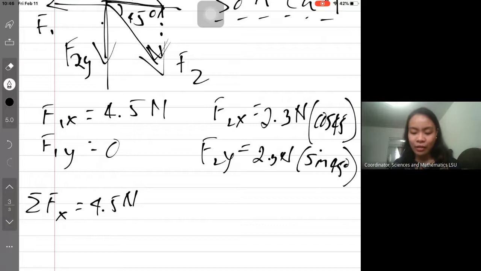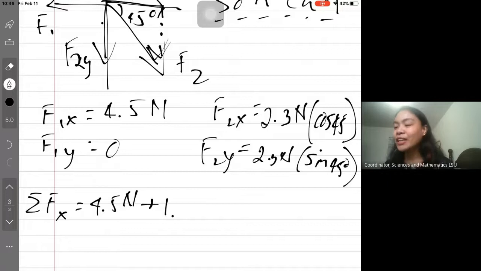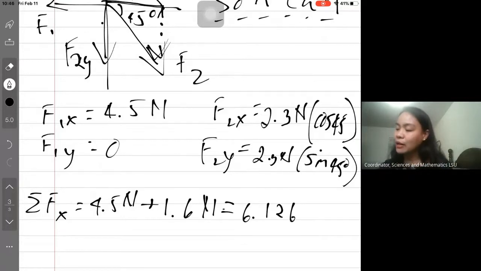Okay, cosine 45. And then, my calculator is solar. Times 2.3. So it is 1.626345597 and so on. So, just add that. Do not round off your answers, okay? Just round off at the last part. Okay, so plus 4.5. So we have 6.126 something, etc. Again, do not round off, just round off to the last part.